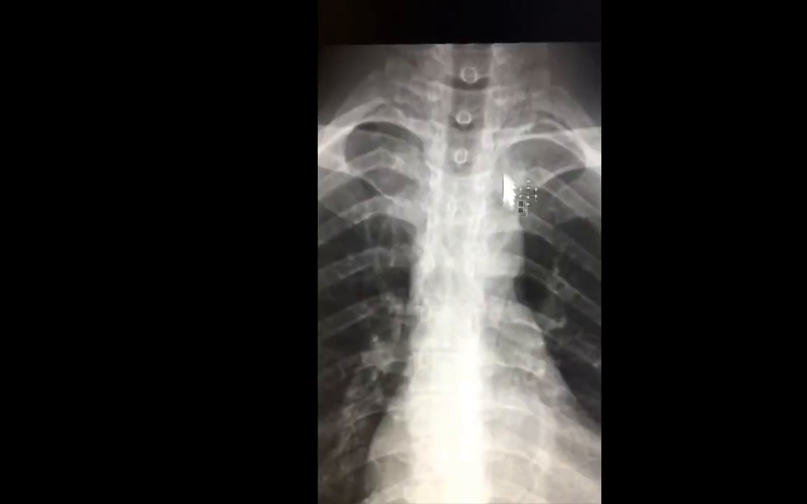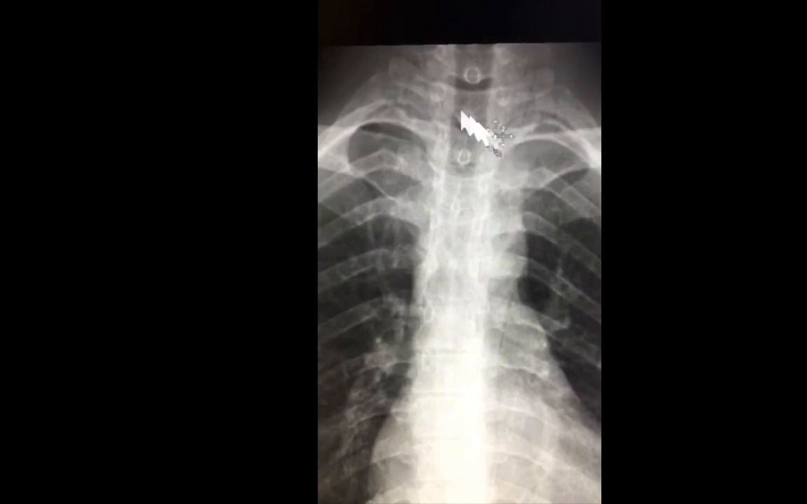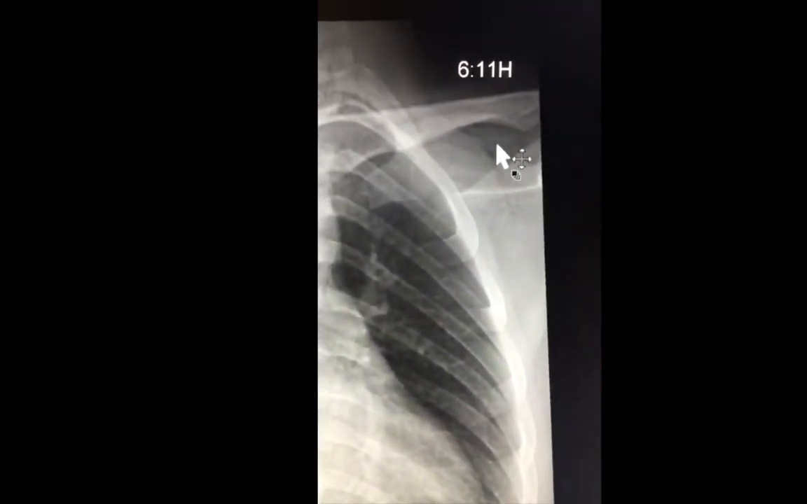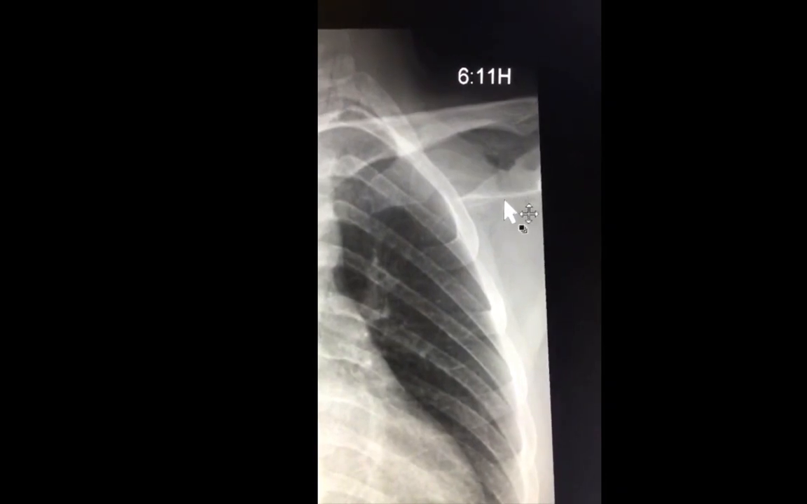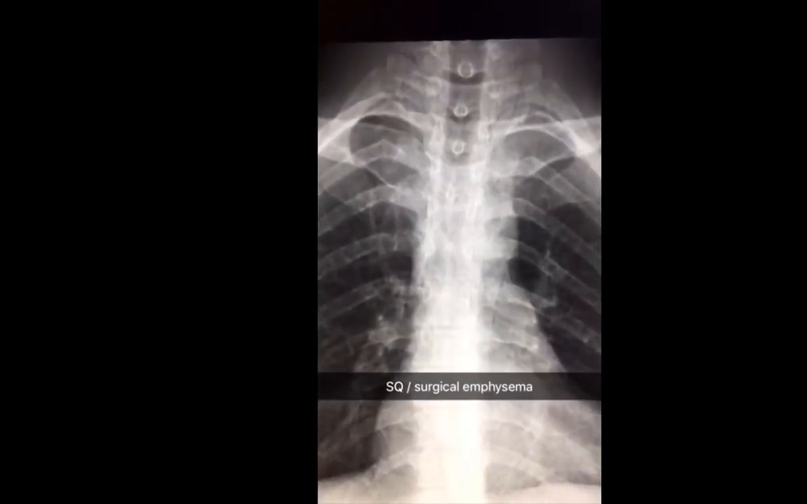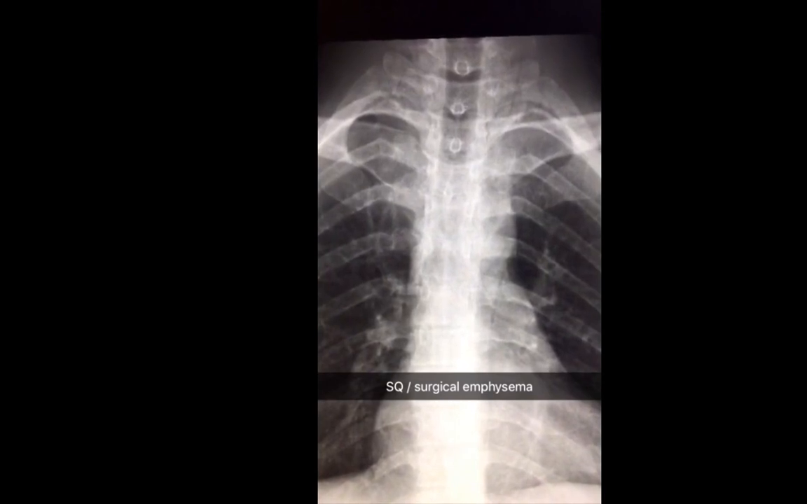Here's a magnified view showing the air lucencies in the neck. Looking carefully, you'll notice that you have air lucencies here as well. Air in the subcutaneous tissue is called subcutaneous emphysema or surgical emphysema.